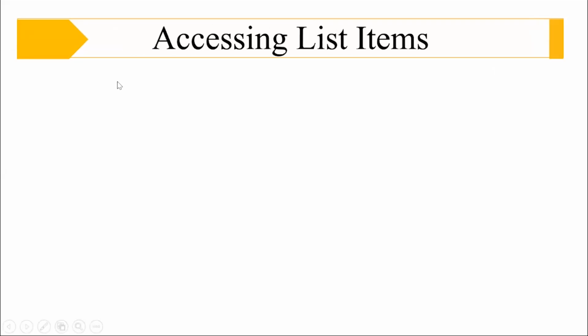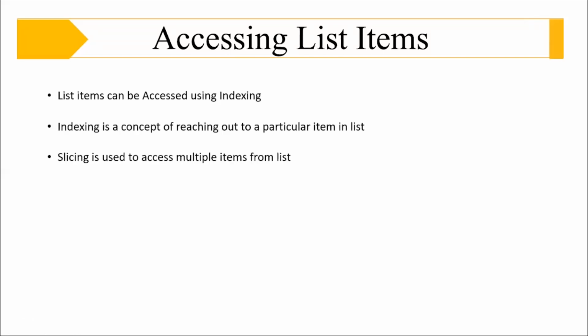Now let's see how to access list items or elements. So list items can be accessed using indexing. Indexing here is nothing but a concept of reaching out to a particular item or element in a list. Because list is a sequence, we can perform indexing on it because elements will be sitting at different index positions or specific index position. And indexing starts from 0 and goes up to length -1.